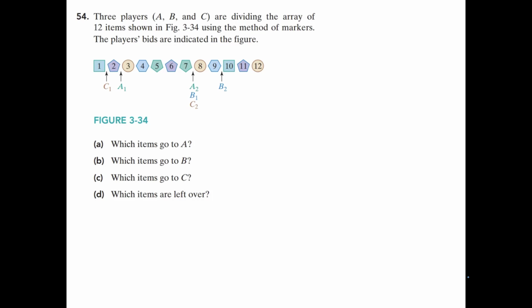So for player A, he's broken up the string of items into 3 equally valued segments. He thinks 1 and 2, and 3, 4, and 7, and 8, 9, and 12 are all equally valued, and he would be happy with any one of those. So that's for A.